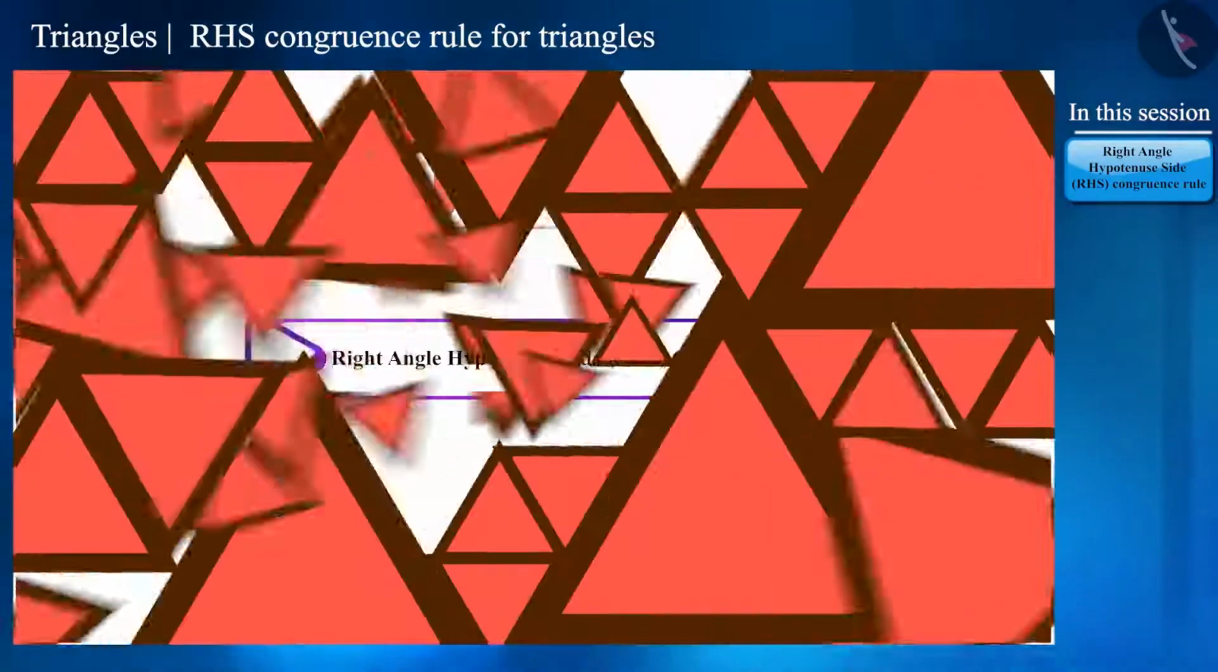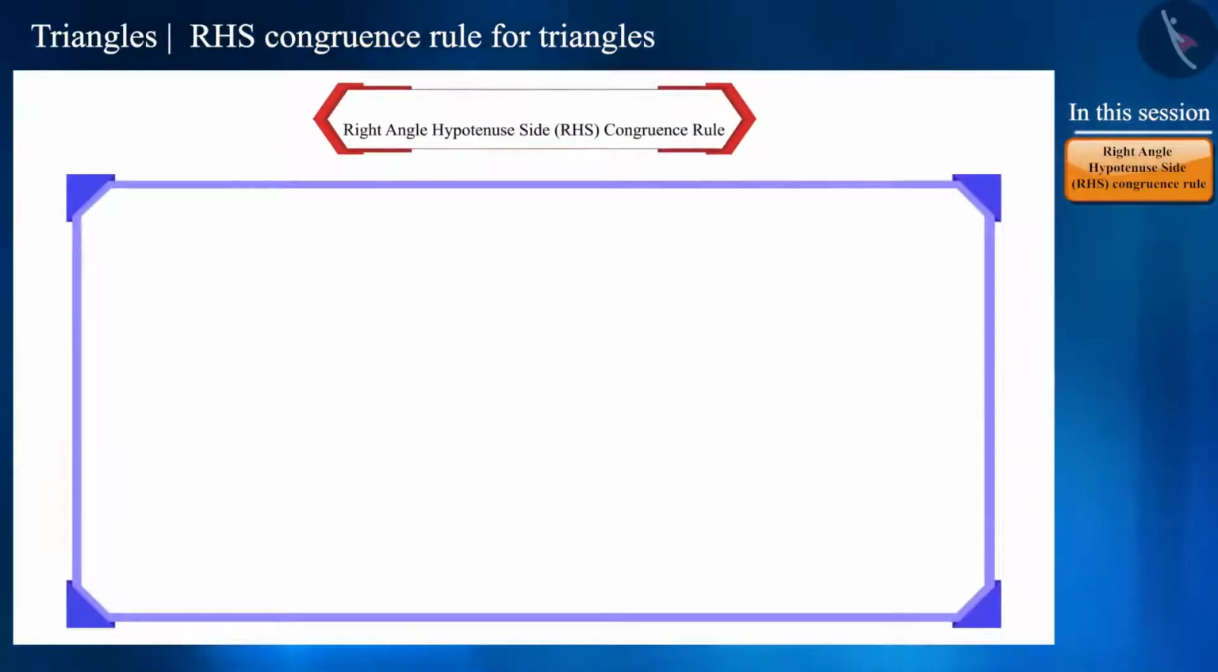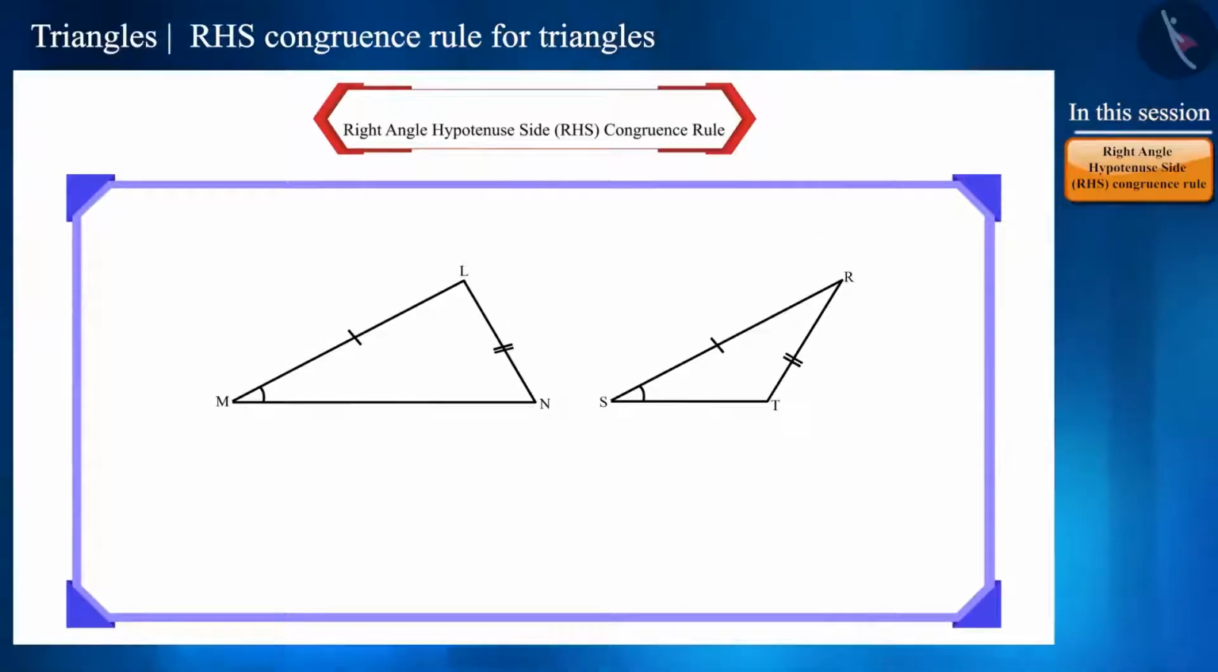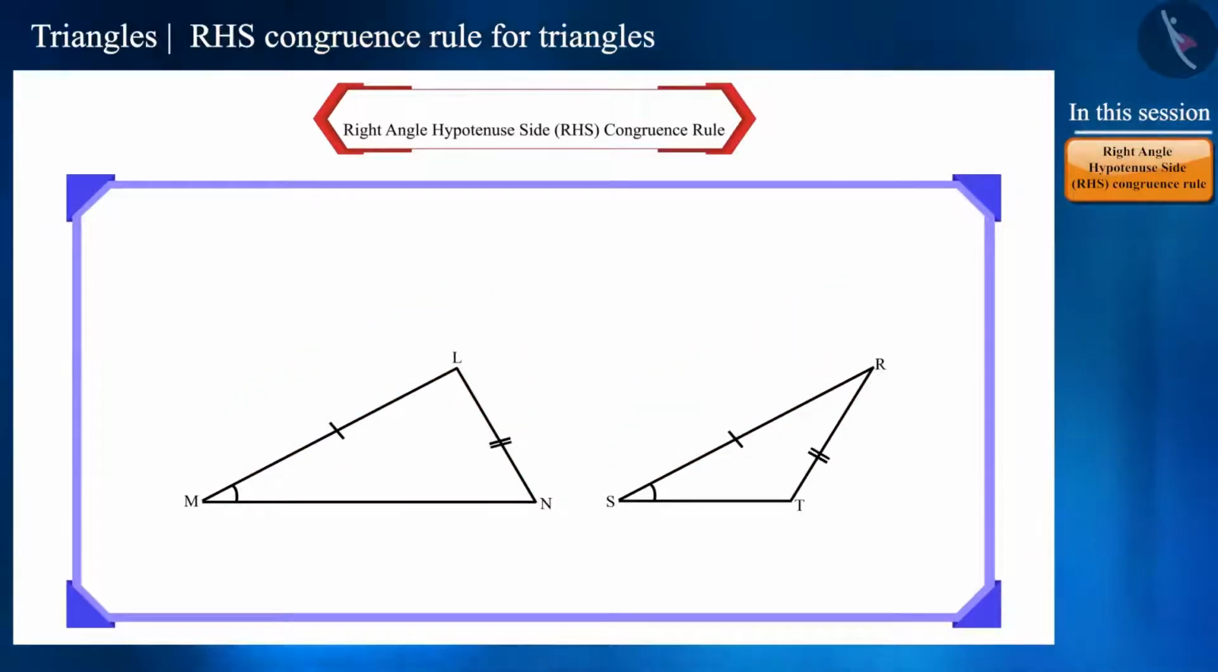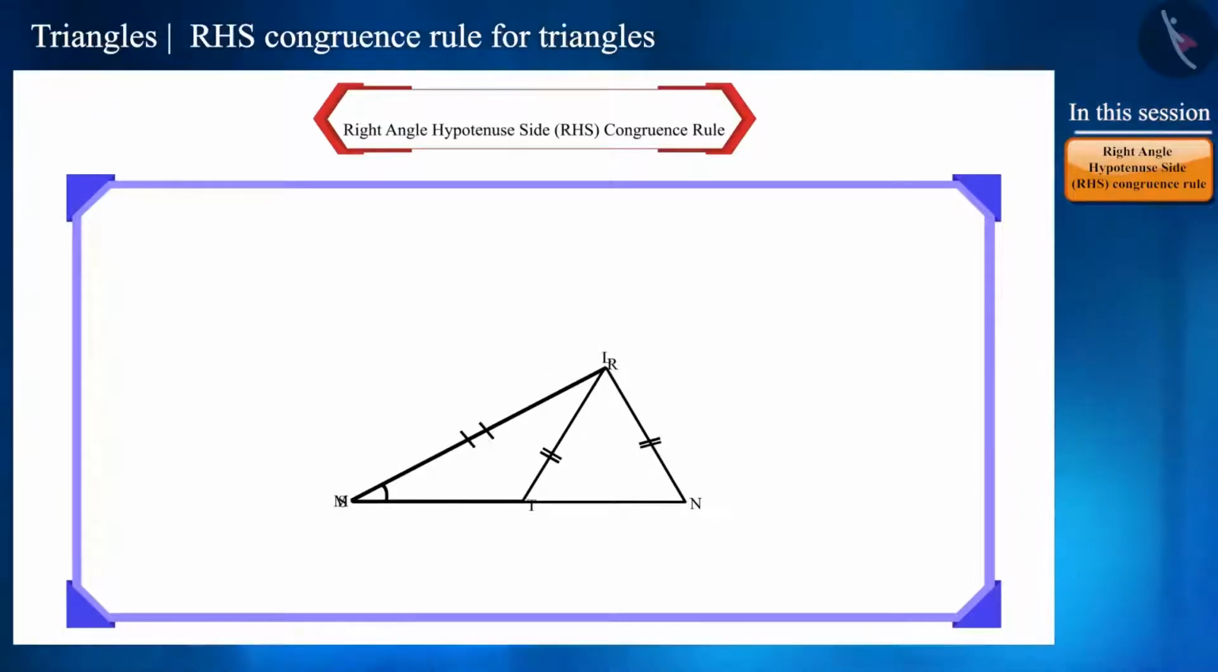So let's start. To understand the RHS congruence rule, we will start with a pair of triangles. In the two triangles, two sides and one angle are equal. But these two triangles are not congruent. We can verify this by placing the two triangles one on top of the other.